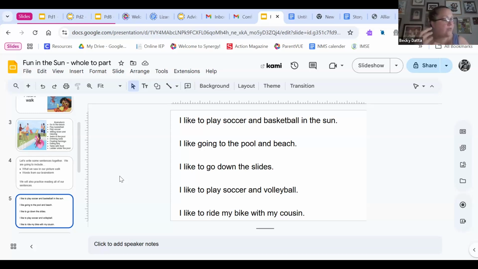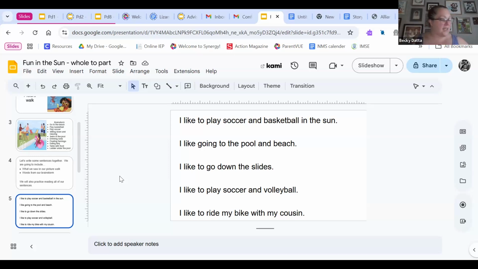Then the next class we went through, we added information to all the sentences. Every time, we read. And then the last two, I like to play soccer and volleyball, and I like to ride my bike with my cousin, I had the students do independently. So the first three we did together as a group, and the next ones we did independently. I haven't gone through the next two steps yet, but the next two are we're going to be writing a paragraph together and then adding to it as we go, practicing each time.